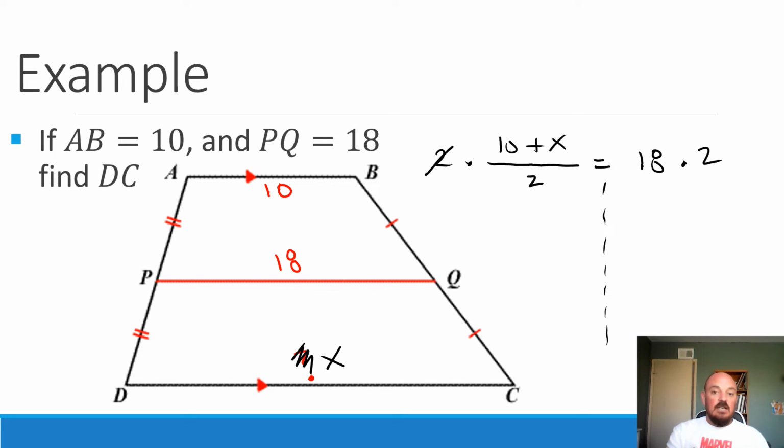Now remember, on one side, you're not actually multiplying by 2. You just did that to cancel the 2. And what it leaves you is 10 plus x. Now on the other side, you actually do multiply. 18 times 2 is 36.